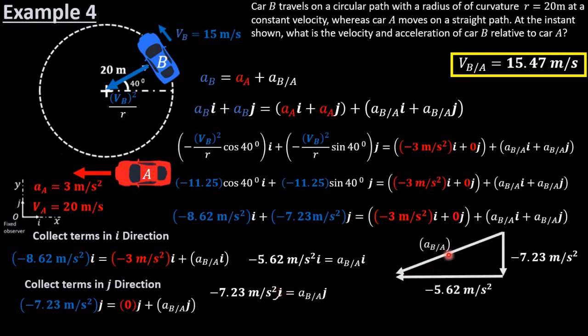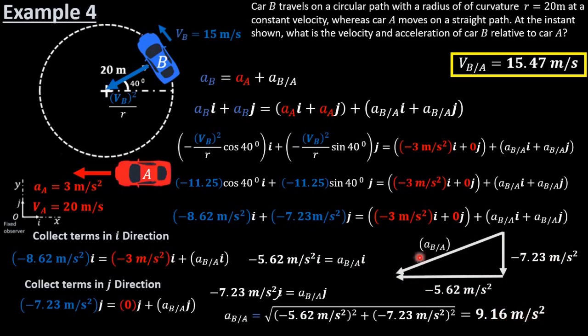Now I'll draw the relative acceleration here, and then I'll draw its components in the I and J directions. This is minus 5.62 meters per second squared, and this is minus 7.23 meters per second squared. Find the magnitude by applying Pythagoras to this component and this component, and I get 9.16 meters per second squared. You can redo this problem using the scalar approach. You would take the acceleration vectors here and here and use them to construct a similar triangle.